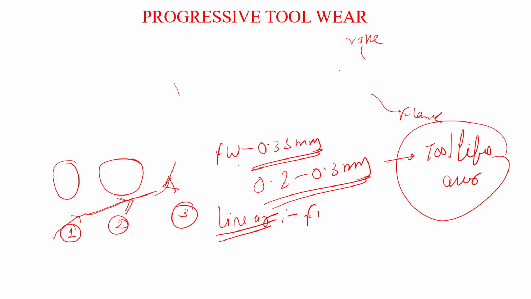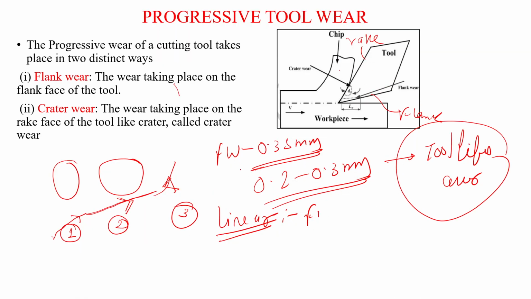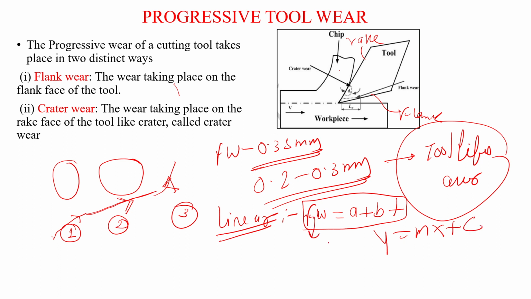So if you are assuming it to be linear, then flank wear can be written as a plus bt. Why have I written this? Assuming a straight line equation, y is equal to mx plus c. So here y is the flank wear, x is the t, and a and b are the constants, right?